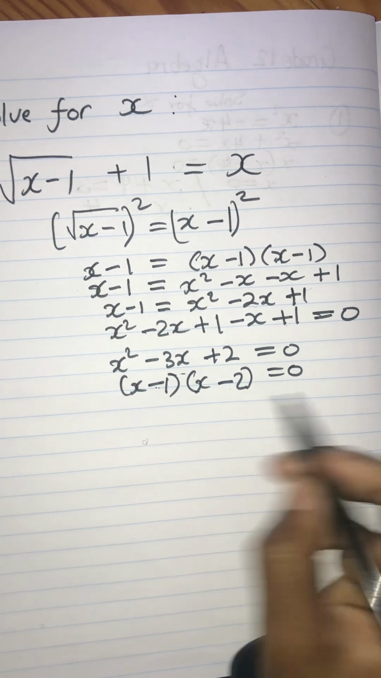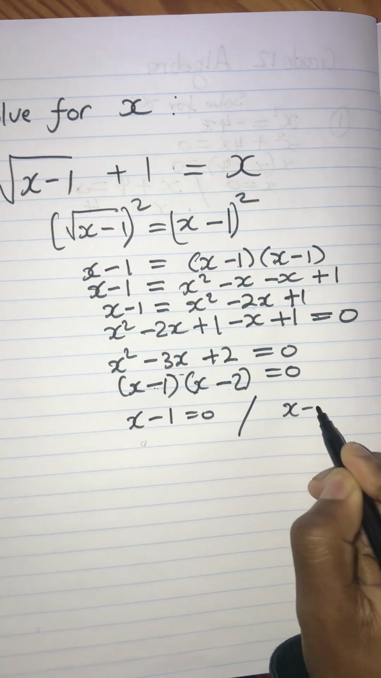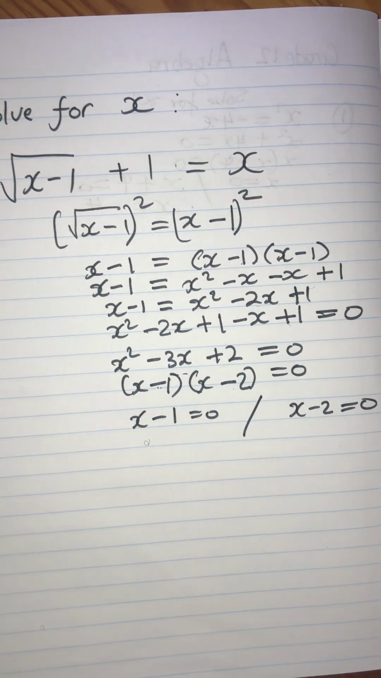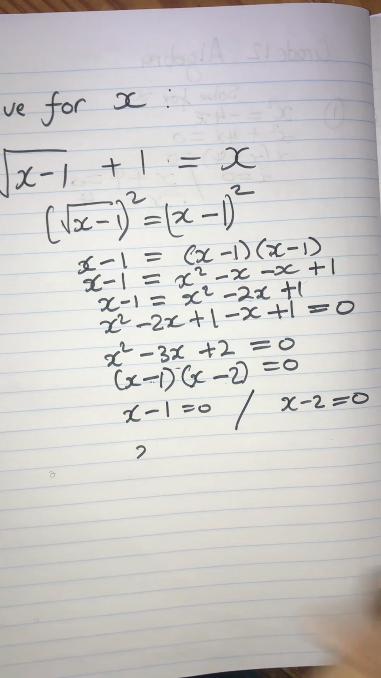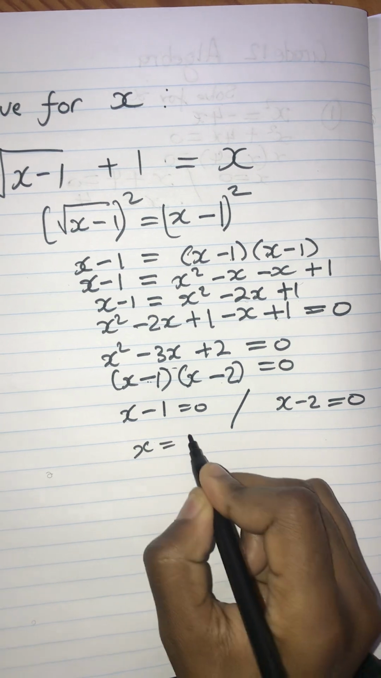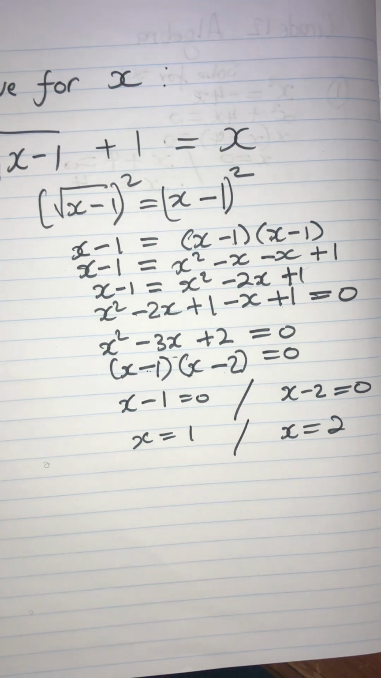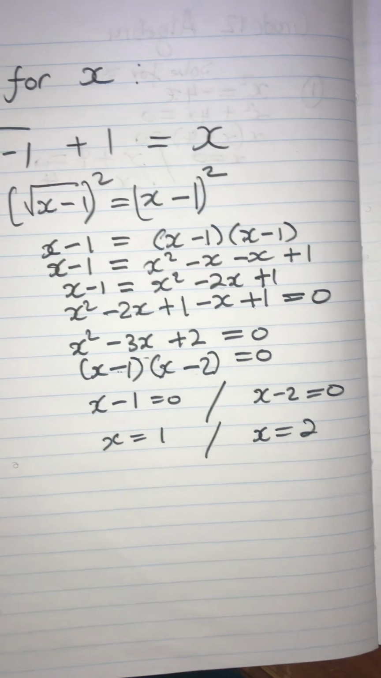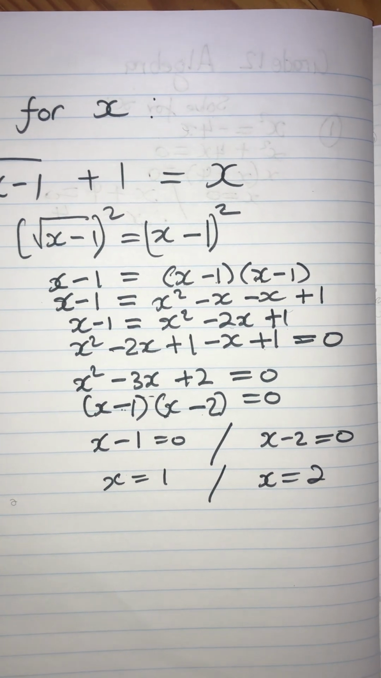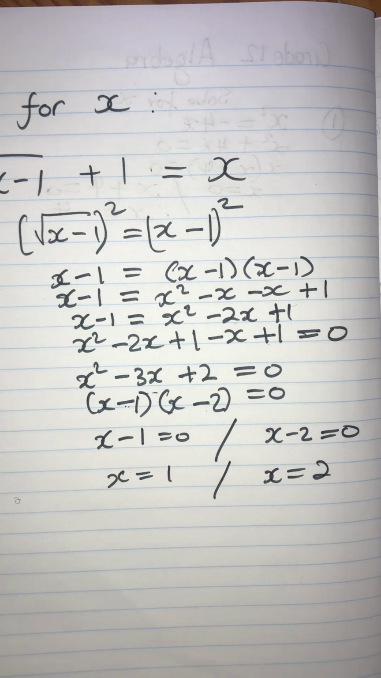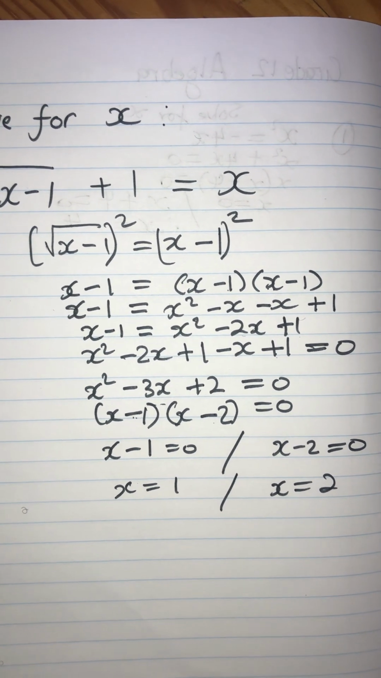Then these are our roots: x minus 1 equals 0, or x minus 2 equals 0. Then we transpose negative 1 to the other side. x equals 1, or x equals 2. But we're not done, because we have to take each root of the equation and plug it back into the equation, and see if that root satisfies the equation.